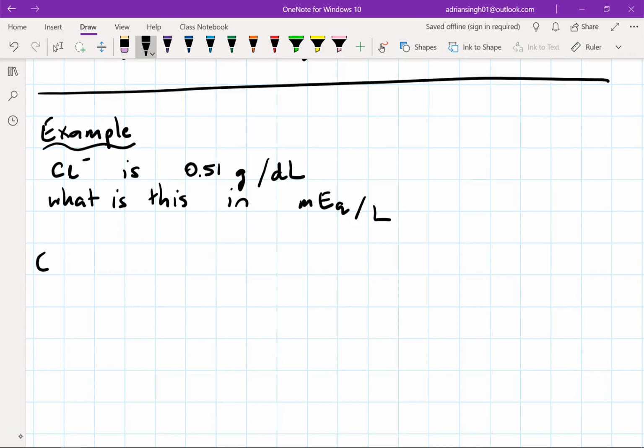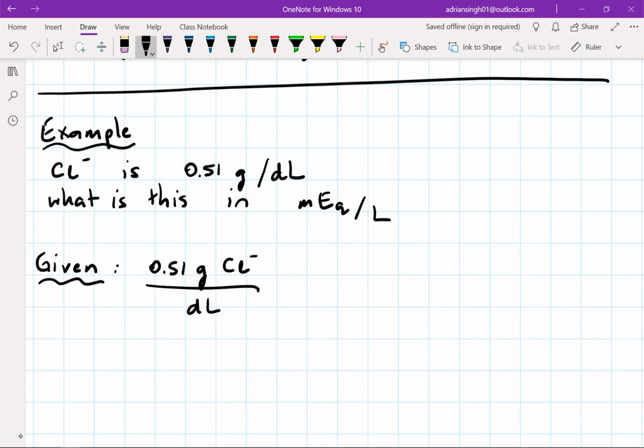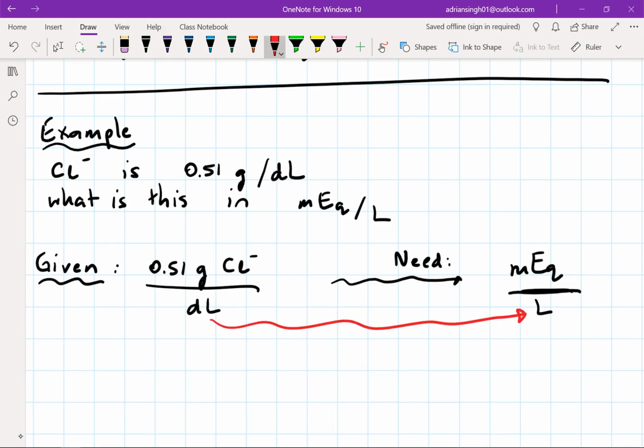All right, so just like we would in any question, we want to write down what we're given. So we're given 0.51 grams of the Cl minus per deciliter, and we need to eventually convert that to milliequivalents per liter. You'll see here that this is actually made up of 2 conversions. We want to go from deciliters to liters, which is just a metric conversion. And then the new thing here is you want to go from grams of the chloride to milliequivalents of that particular ion.